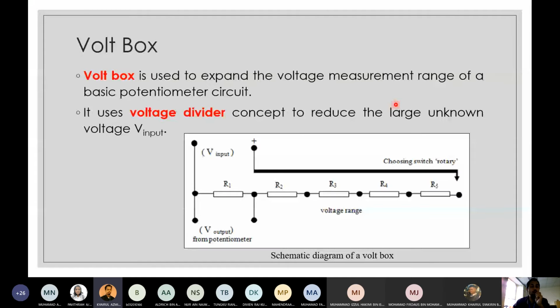The third one is the voltmeter box. Okay, the voltmeter box is simpler than the potentiometer. So you want to measure the voltage.